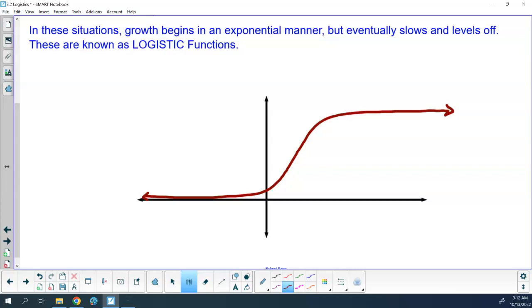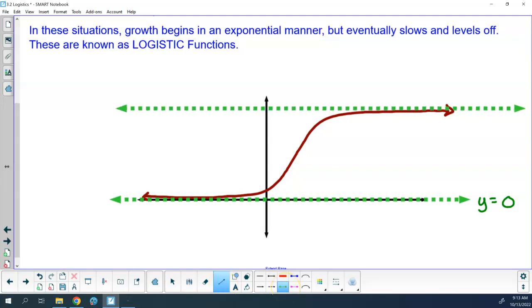Now, with a logistic function, just like with an exponential function, we have a horizontal asymptote on the bottom, which normally is y equals 0. But one extra feature of the logistic function is that now you have a horizontal asymptote at the top. So your function has what is called a limit to growth.